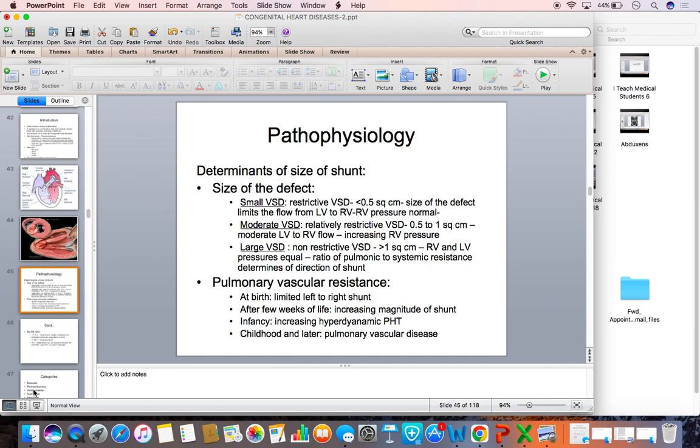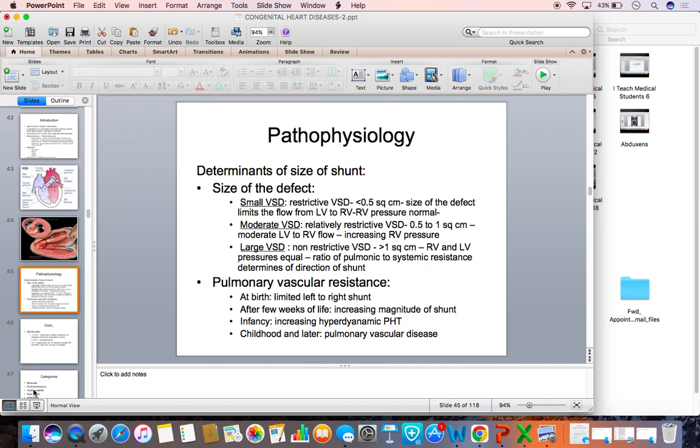The size of the defect could be small, moderate, or large. A defect less than 0.5 square centimeters is described as a restrictive VSD with limited left ventricular to right ventricular shunt. There is limited blood flow from the left ventricle to the right ventricle because it is a restrictive ventricular septal defect, and right ventricular pressure is normal.